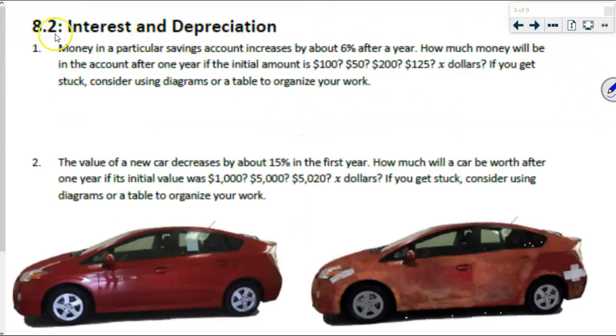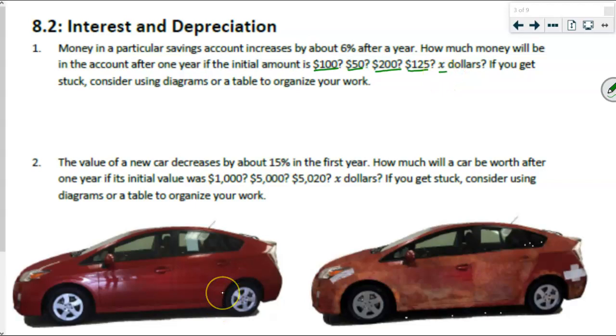It says 8.2, Interest and Depreciation. Money in a particular savings account increases by about 6% after a year. How much money will be in the account after 1 year if the initial amount is $100? Or what if it's $50? Or $200? Or $125? Or X dollars?